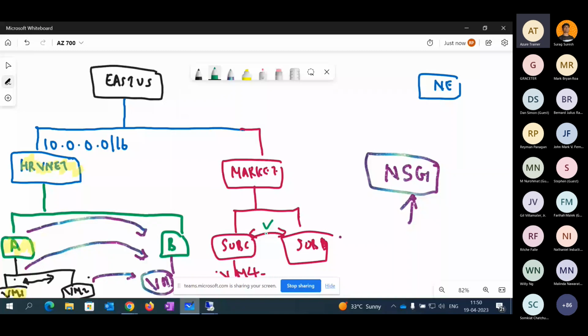Now we are trying to see what will happen if you have two networks. One is the HR VNet and another one is the market VNet in the East US region. Both are configured in the same data center. If I'm trying to connect between subnet C and B, or between VM4 and VM1, is there any kind of communication? We are trying to see that. Let me go to the cloud portal.